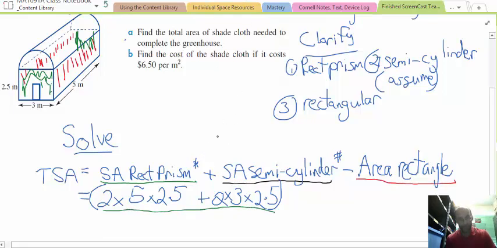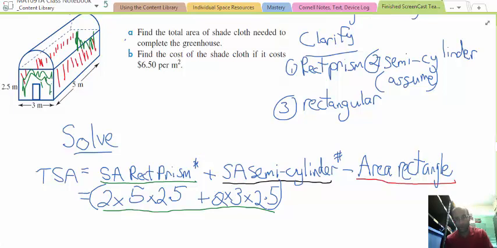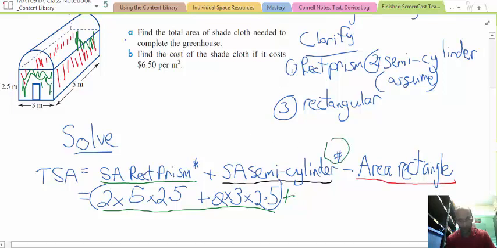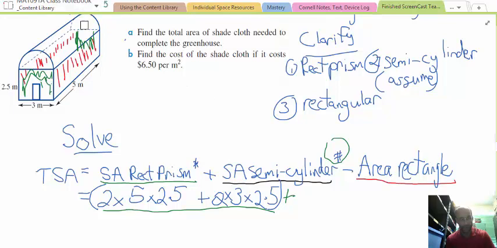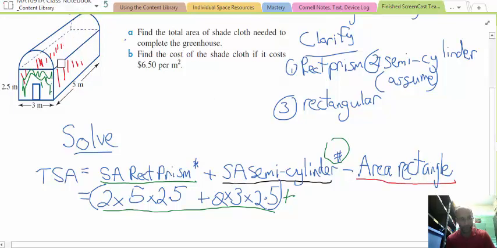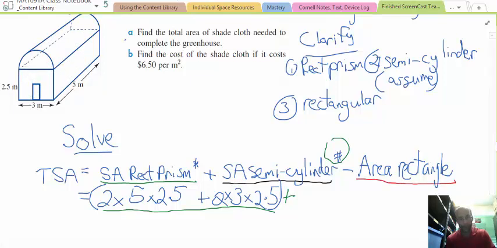Now we need to work on the semi-cylinder, the surface area. This one will require a bit of thought. Now we've got the hashtag part here. Alright, that's what we're looking at. Some notes here. If you look at that cylinder, it's not a regular cylinder. It's actually got half of the surface area of a regular cylinder.